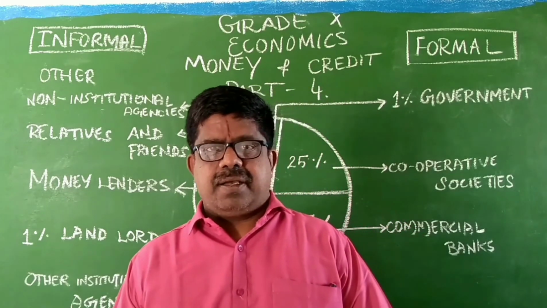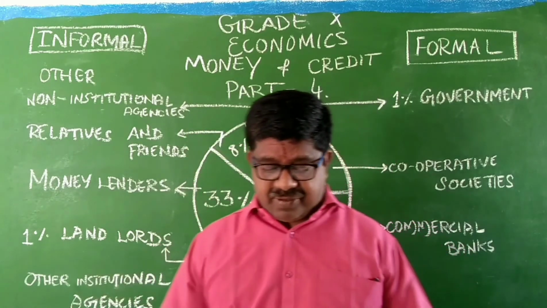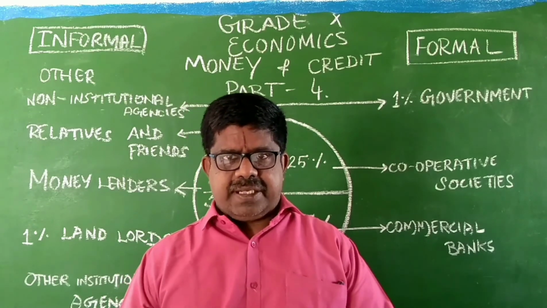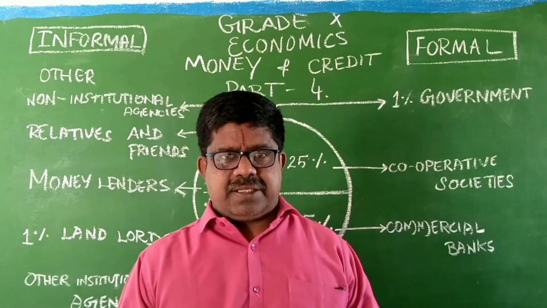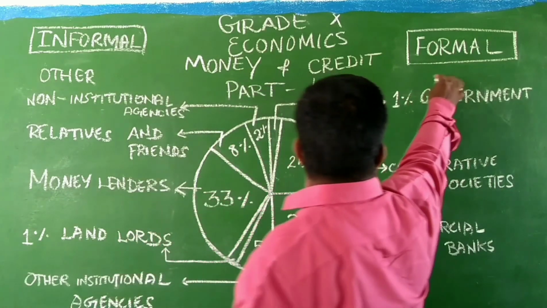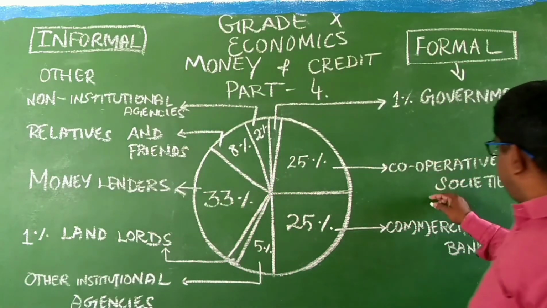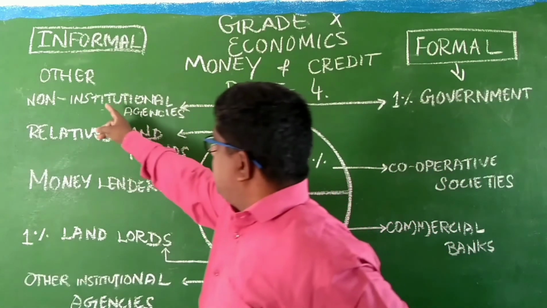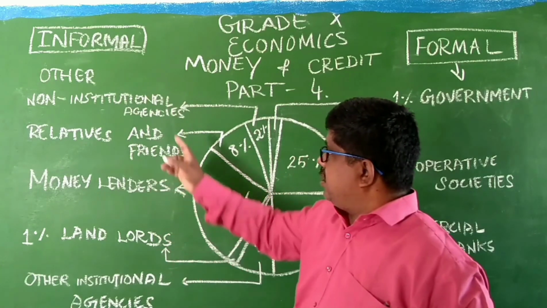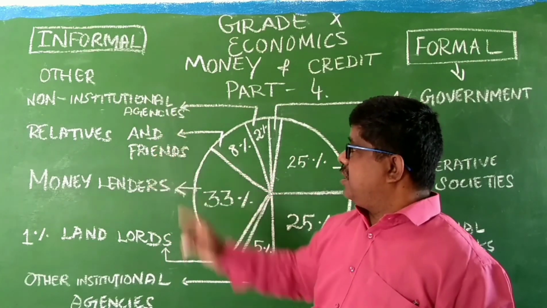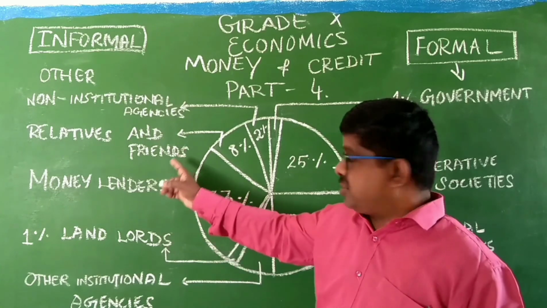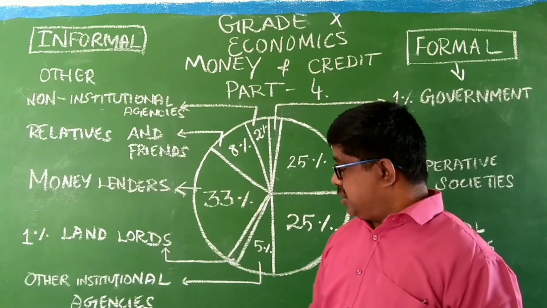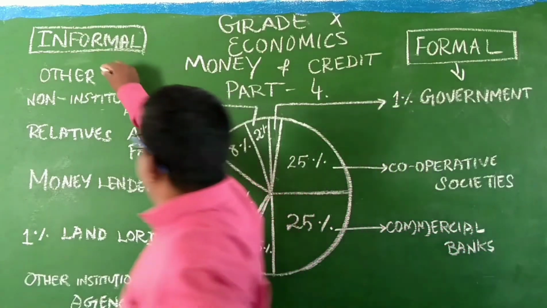Now let us understand the formal source of credit and informal source of credit. Generally the loan activity is divided into two categories. Government, cooperative societies and commercial banks come under formal source of credit. The other non-institutional agencies, relatives and friends, money lenders and landlords, and other institutional agencies, all together are the informal source of credit.